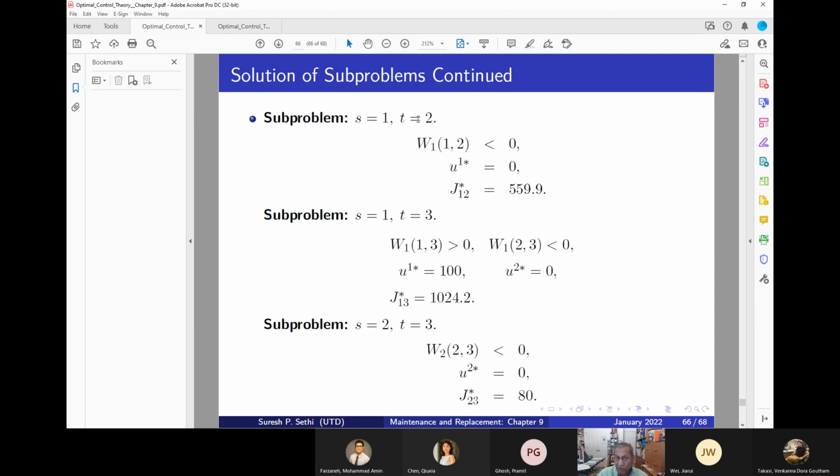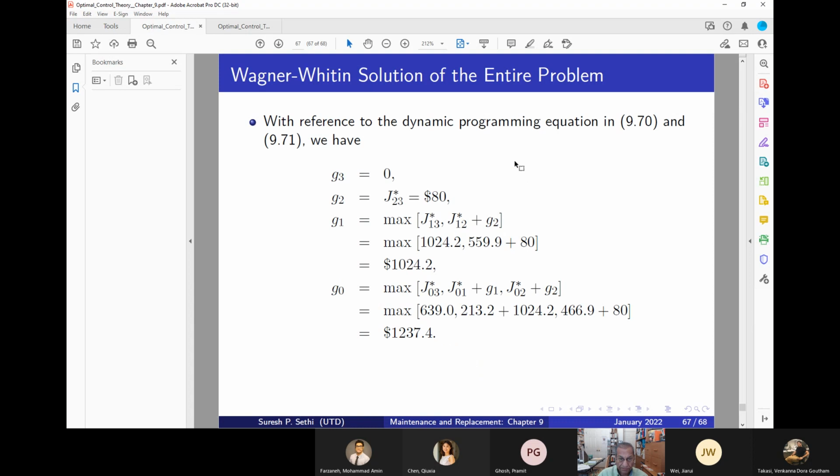If I begin with 1 and 2, then I can solve the problem again, which is J12 star, then J13 star, and J23 star. And so we have basically solved all the problems for each period beginning and each period ending. Now the dynamic programming, Wagner-Whitin, we know G3 is 0.